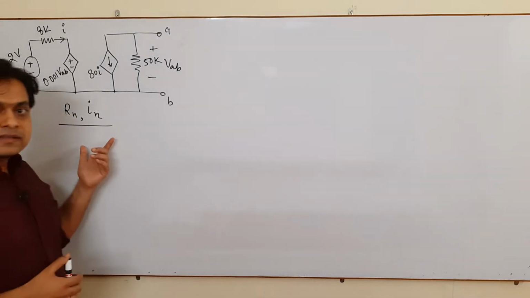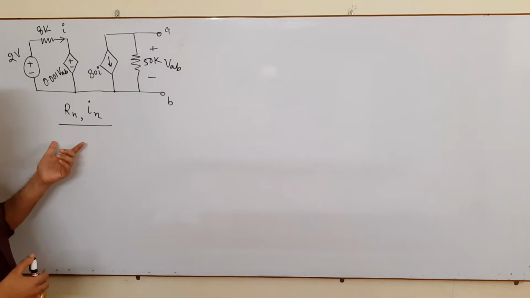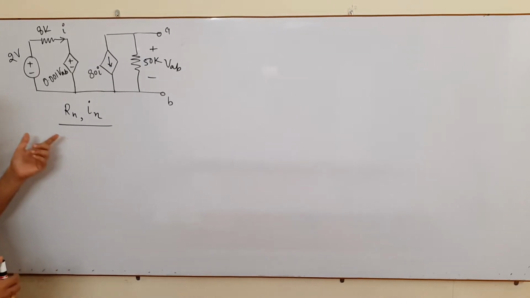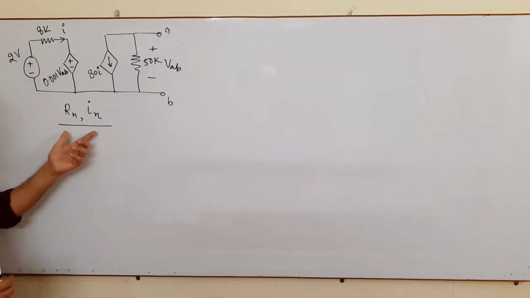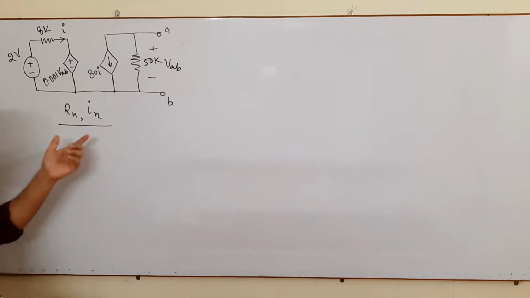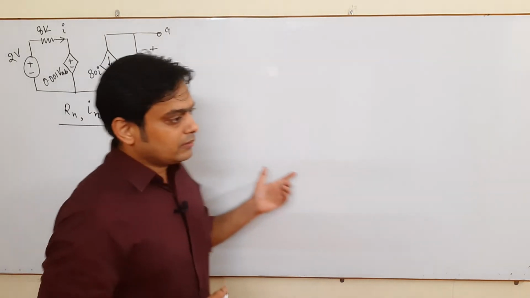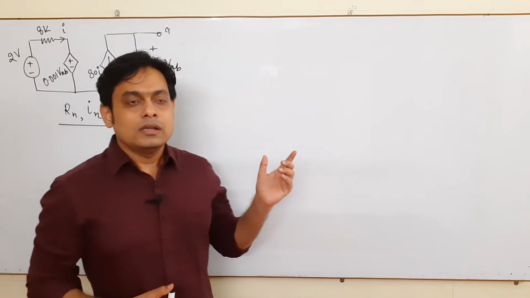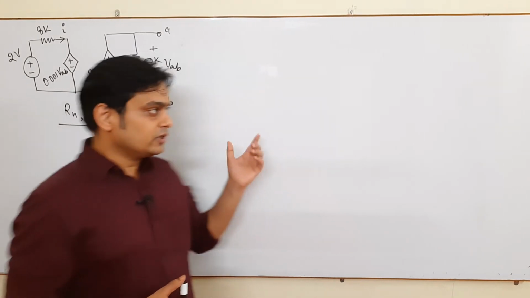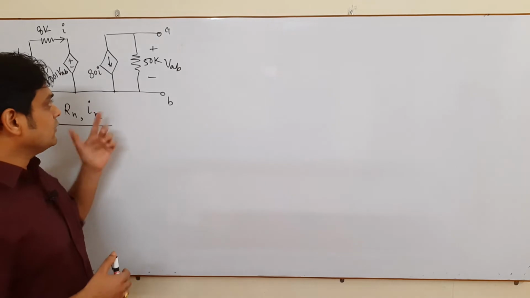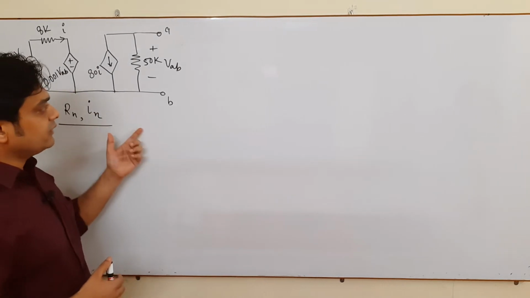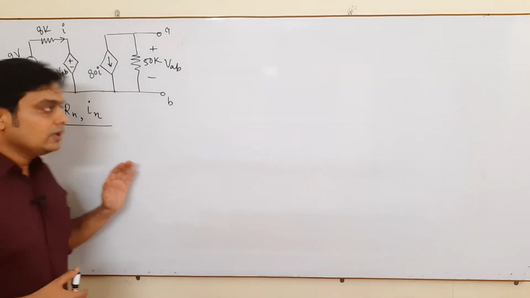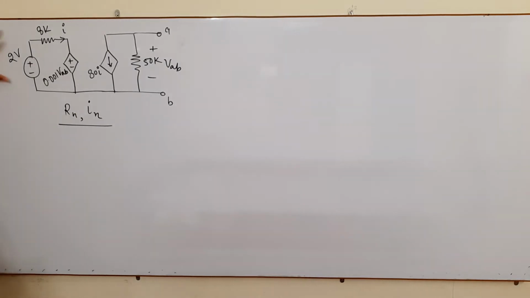So friends, this is our next problem. In this problem, again you have to find the Norton resistance and Norton current. See, I have taken a lot of different problems during all my sessions, that is our problem solving session. It is just to understand the different concepts applicable in the network while solving the problems. Okay, so that's why I am going through the rigorous problem solving sessions.